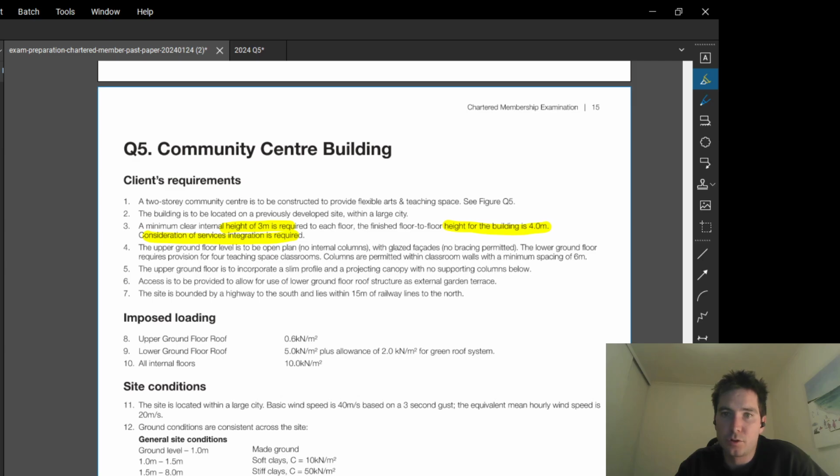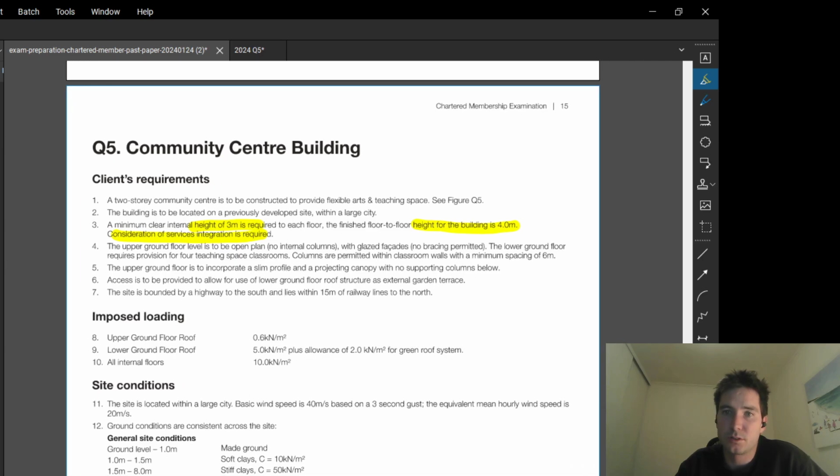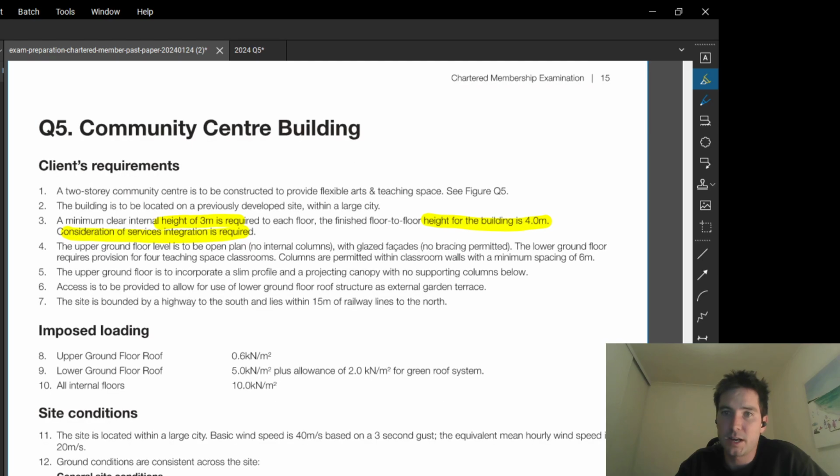Now, the upper ground floor, you've got no internal columns, so note that. And they tell you it's a glazed facade, so that essentially means no bracing along that facade is permitted, so that's going to influence the lateral stability system that you choose.